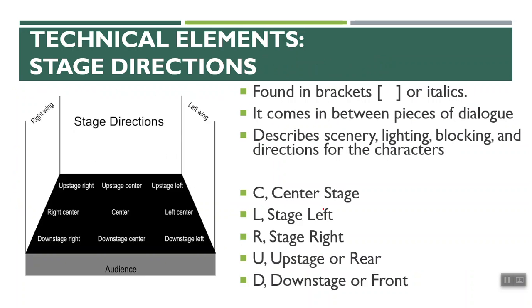These are some of the things you might see in the stage directions. Center stage, stage left, stage right, upstage or rear, and then downstage or front. It's weird sometimes if you haven't done theater, because upstage is the back of the stage, downstage is toward the audience. And then we use the words incorrectly. Oh, they're trying to upstage you. Well, if they were trying to upstage you, they'd be standing in the back. It doesn't make any sense.